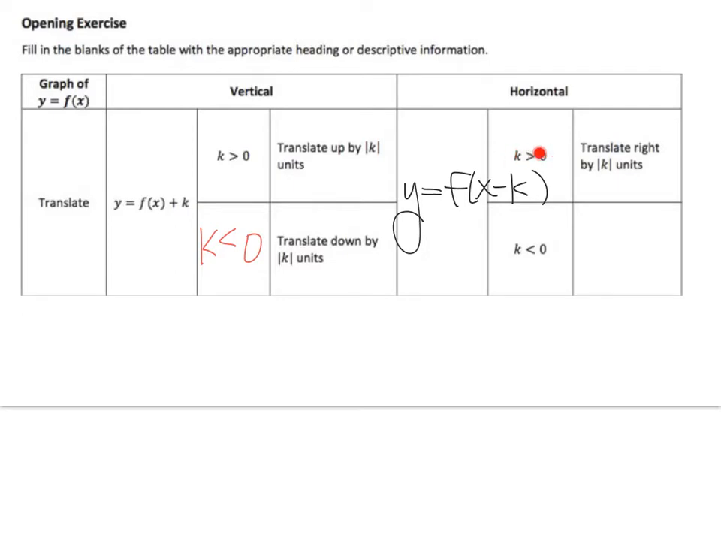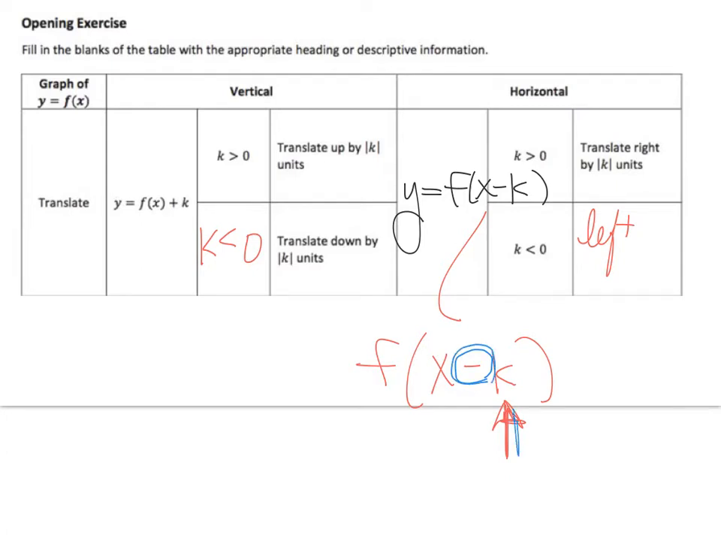So when k is greater than 0, we translate right. When k is less than 0, we translate left. Now notice, let me write it down here, this is f of x minus k. I'm just looking at k there, noticing that there's a minus sign here. If there's a minus sign there and I look at k, when k is greater than 0, I go right. When k is less than 0, I go left.